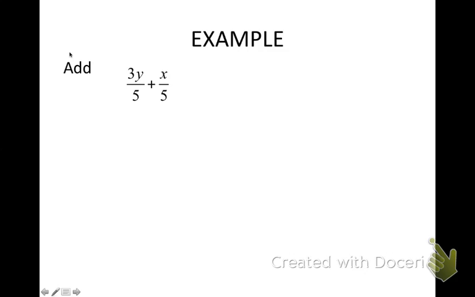Problem number 1. Here are your 2 rational expressions. 3y over 5 plus x over 5. Do they have a common denominator? Yes. They have a common denominator of 5. Do not add your denominators together to make 10. When you add fractions, the common denominator just stays in your denominator. So 5 will stay in my denominator.